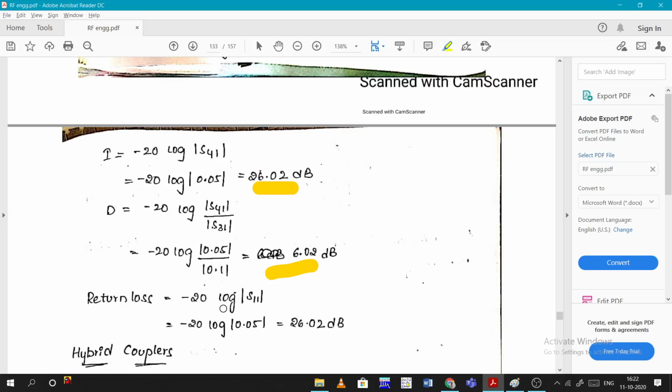For the return loss, what is the formula? Minus 20 log mod S11. This return loss formula was covered in the first video. Insertion loss, return loss, all this comes in the first video itself, so you can check it out there. And minus 20 log of 0.05, and we got this value.